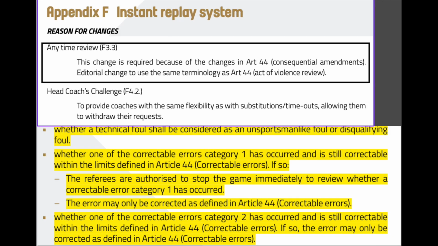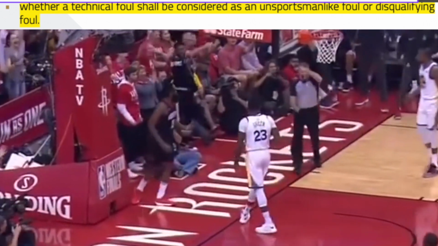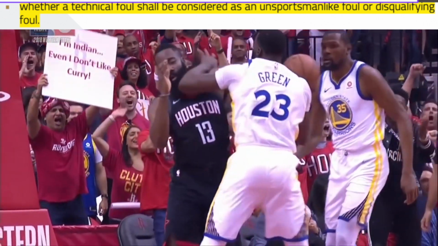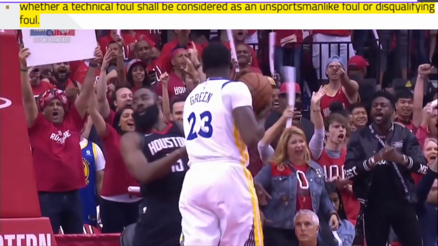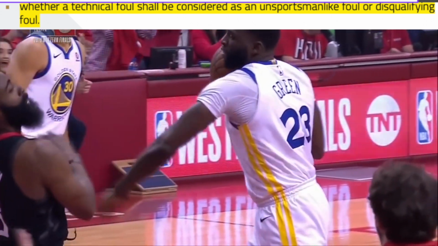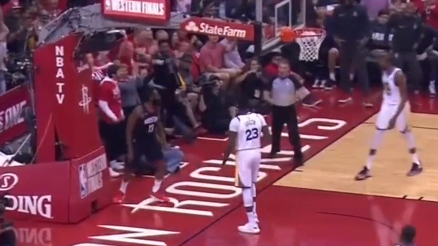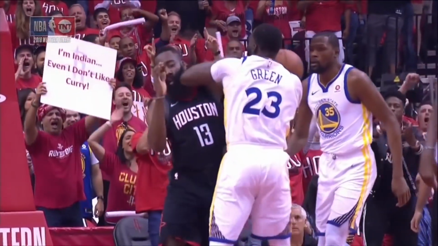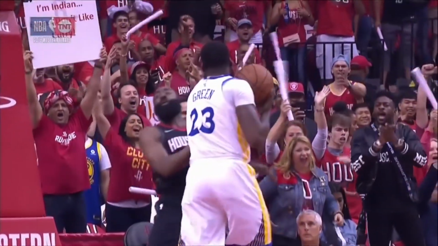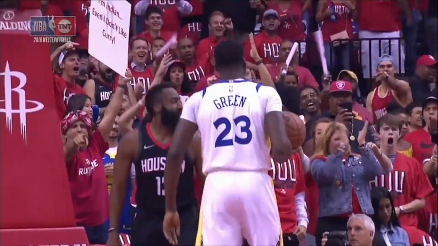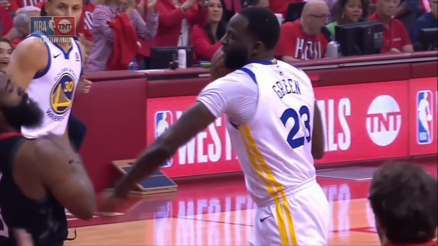That's just one example. When we look at the instant replay system, it had to make accommodations to the correctable errors, so that for any review, it added terminology so that you can use the IRS for correctable errors of category 1 and 2, which is bullet point 2 and 3. And it also included whether a technical foul should be considered as an unsportsmanlike foul or disqualifying foul. So in a case like this, Draymond Green is given a technical foul by the official, but upon review of the IRS, they see this should be an unsportsmanlike foul because contact was made. Yes, in the NBA, this would be a technical foul.